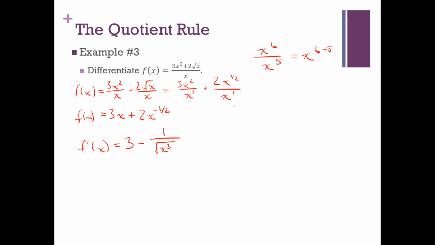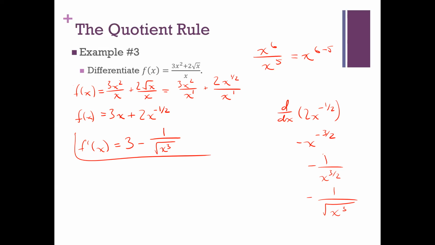Let me see how we got from there to there, because honestly, I'm having trouble. So let me just go ahead and break that one out. If we use the power rule on this, 2x to the negative 1 half, this is going to become negative x to the negative 3 halves, which, yep, I think I agree, is the same as negative 1 over x to the 3 halves, which is negative 1 over the square root of x cubed. So I feel good about that.